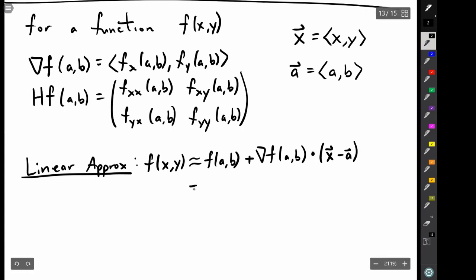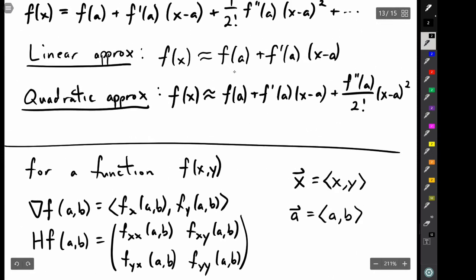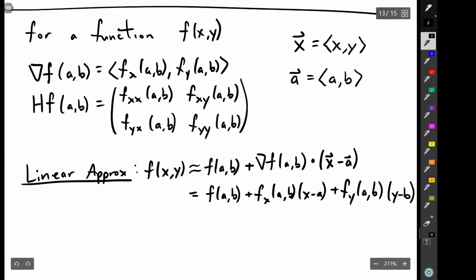Right? So what that looks like, this is f of (a, b) plus, if we want to write this all out, it's going to look like f_x at (a, b) times (x minus a) plus f_y at (a, b) times (y minus b). Right? That's what that dot product is going to look like. That's the first order linear approximation of this function. Now, interestingly enough, much as this one here gave us a tangent line, if we graph this one, we get a tangent plane to the function.